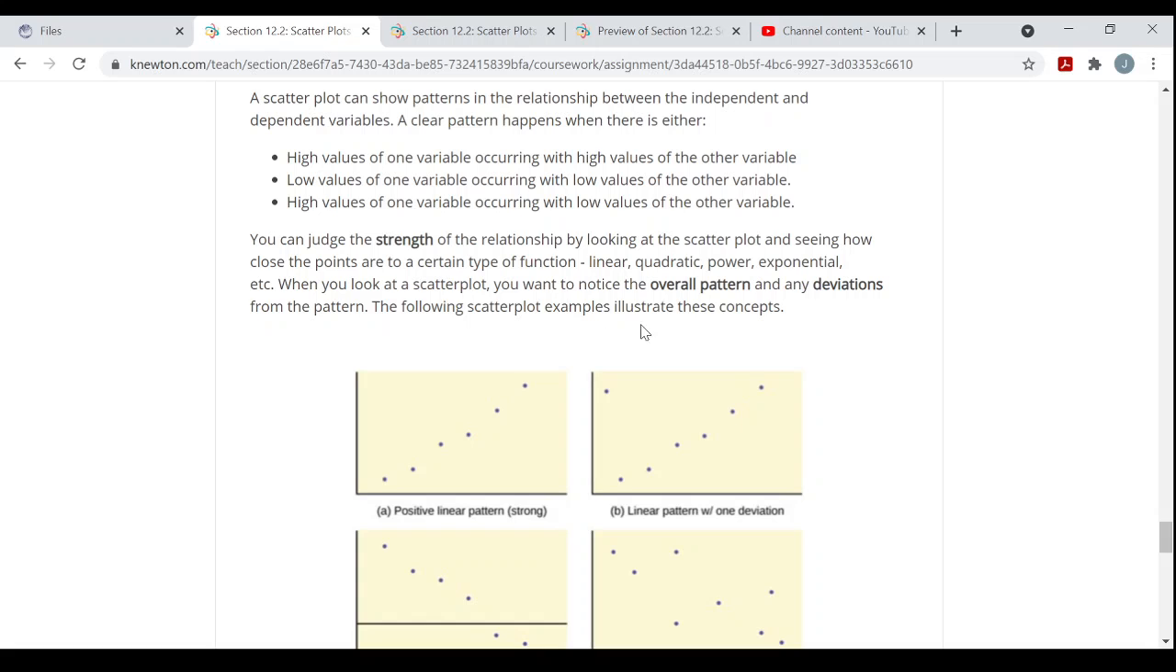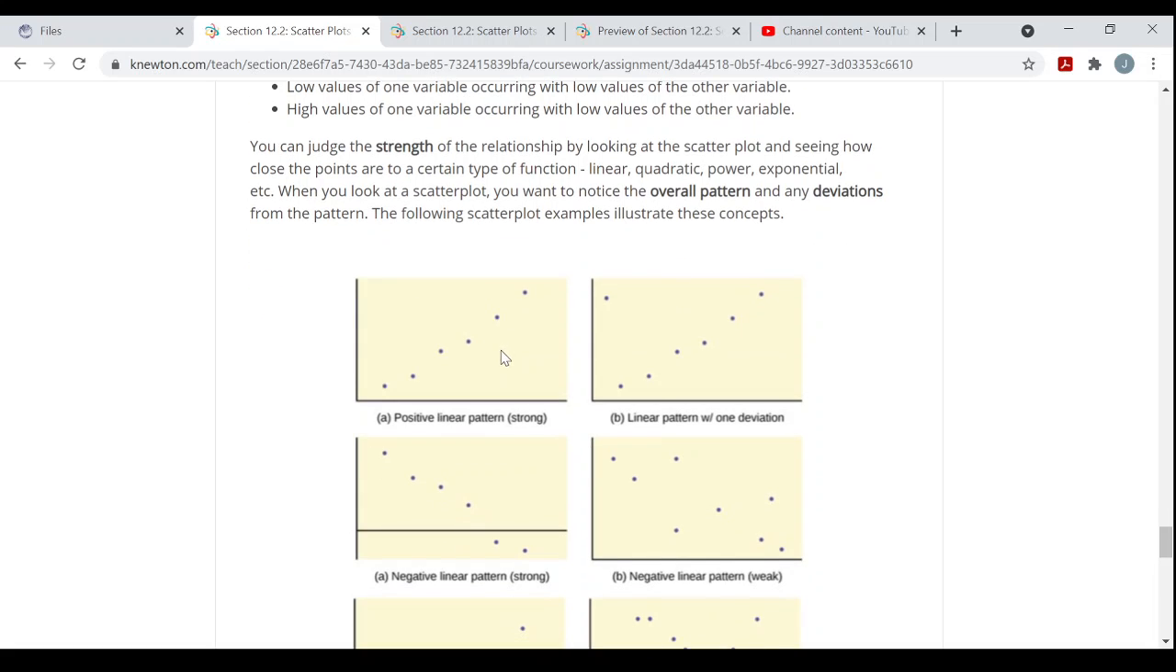So the following scatter plot examples illustrate these concepts. You see this scatter plot here. If I was looking at a scatter plot like this, you see how low values of x correspond with low values of y, high values of x correspond with high values of y for these points. If that's the case, do you see how the points are going from the lower left to upper right here? And the points are very, very close. They're not exactly, but they're very, very close to forming a straight line with a positive slope.